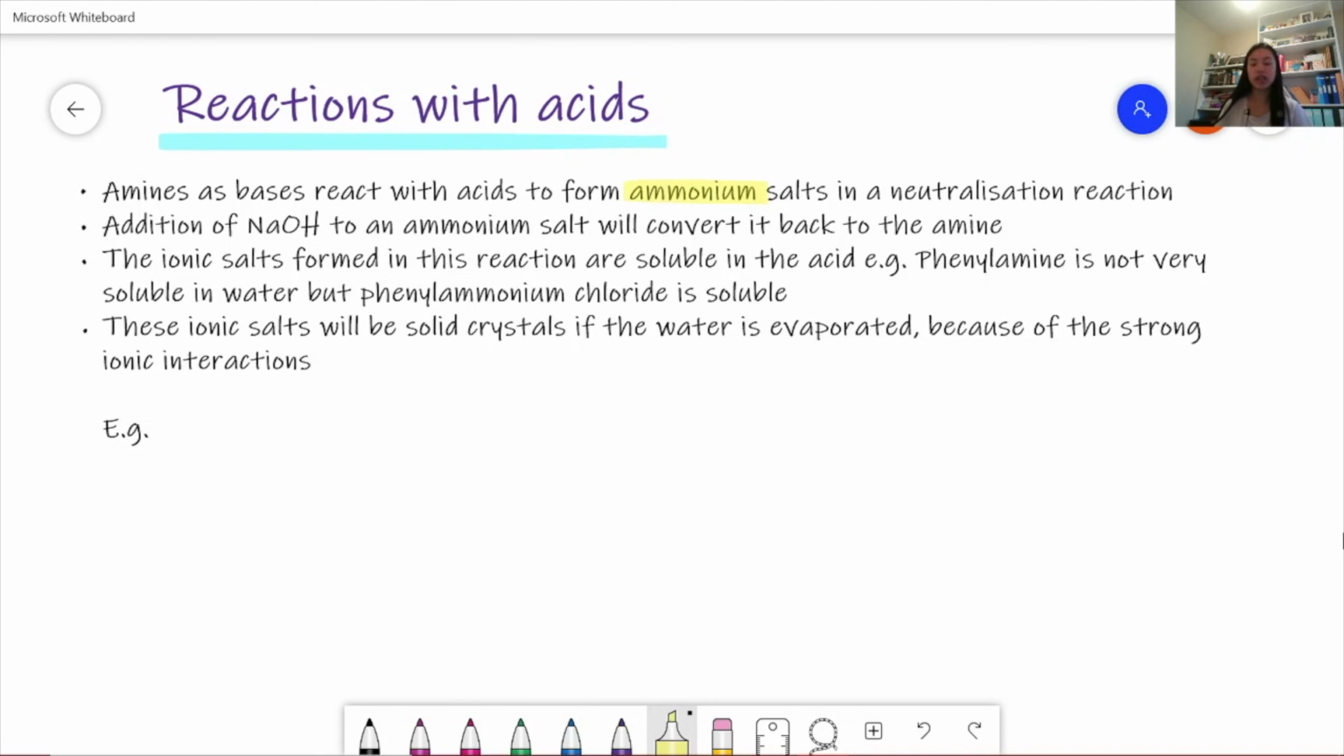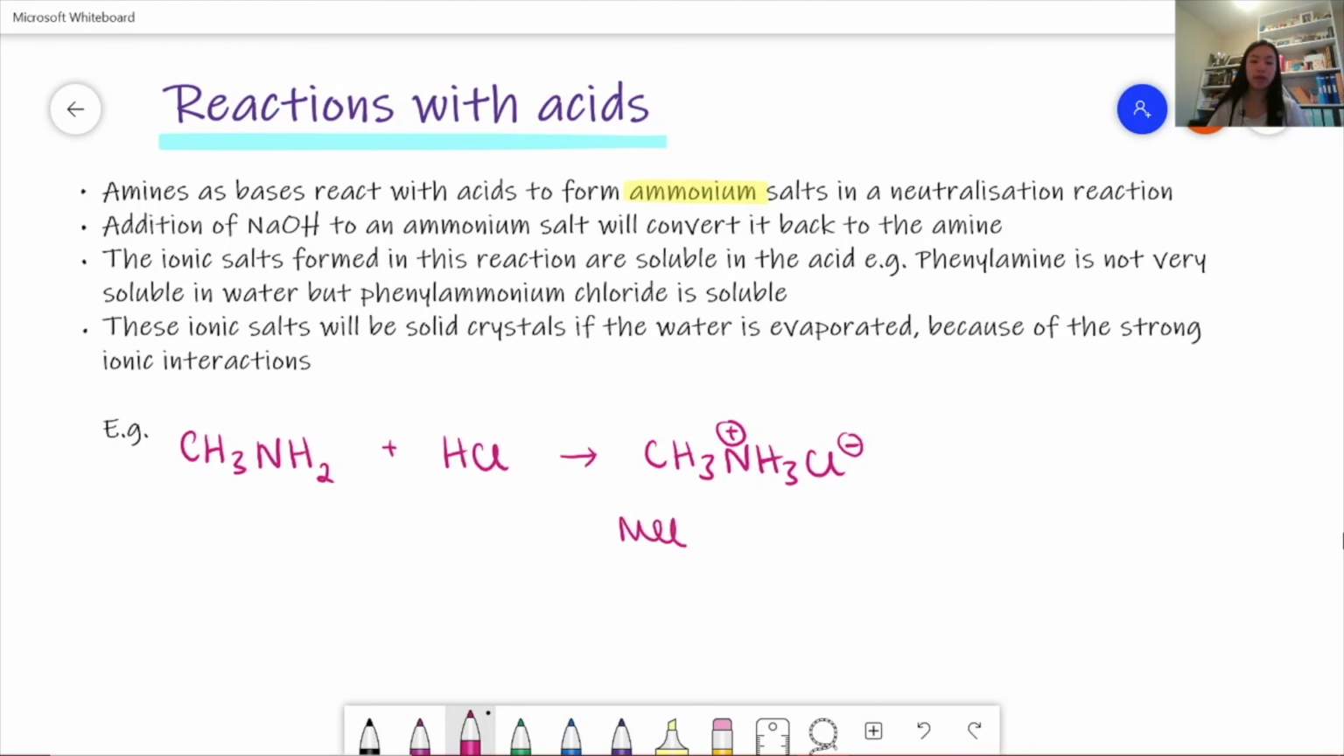So the example we're going to look at is methylamine reacting with some hydrochloric acid. So we have methylamine, which is CH3NH2. And then we're going to react this with hydrochloric acid. So what we get is CH3NH3 plus, and Cl minus. And what we call this salt is methyl ammonium chloride.